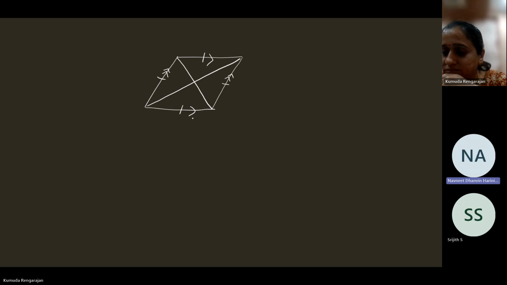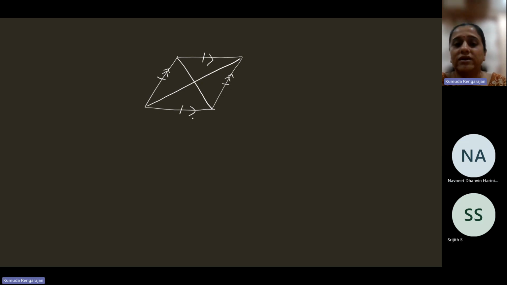Ma'am, one doubt. Rhombus and parallelogram, they are mostly similar. Just that the difference is, in a rhombus all the sides are equal, but in a parallelogram only opposite sides are equal. Why are they similar, and why is it changing? Only the side is changed in rhombus and parallelogram. Why are there so many differences?